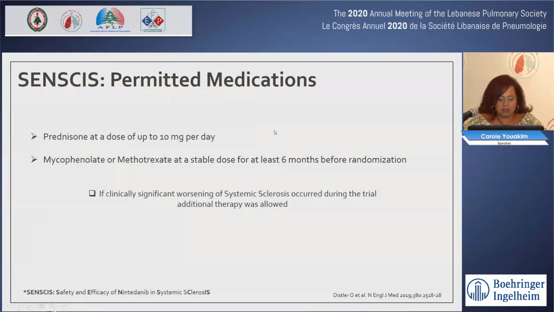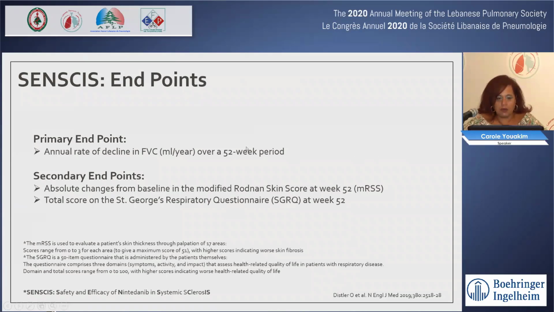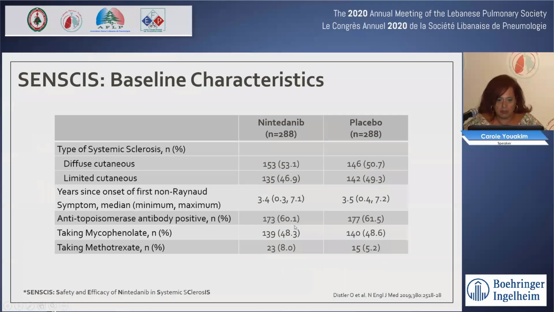Permitted medications also reflected our clinical practice. Prednisone was allowed at a dose of up to 10 milligrams per day. Mycophenolate was also allowed, or methotrexate, to reflect clinical practice. Primary endpoint of the study: annual rate of decline in FVC over a 52-week period. Secondary endpoints: absolute changes from baseline in the modified Rodnan score at week 52, and total score of the St. George's Respiratory Questionnaire, a quality of life questionnaire, at week 52.